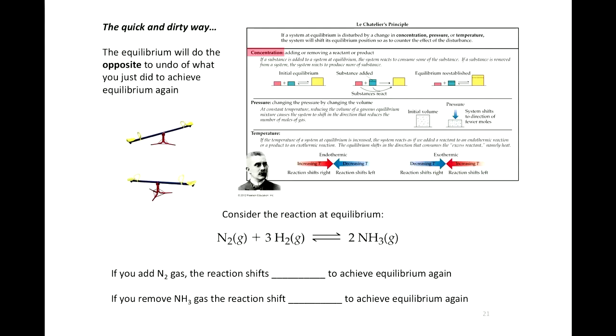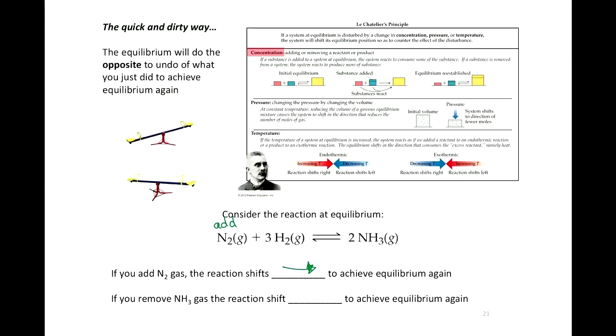So, for example, if we add N2 to this reaction, so right now it's at equilibrium, we add a reactant, which way will the reaction have to shift to accommodate that addition of a reactant? It's going to shift to the products. You added nitrogen, so the reaction's going to move forward because you added a reactant, and so you want to consume that reactant to make more product. So you want to undo what you just did.